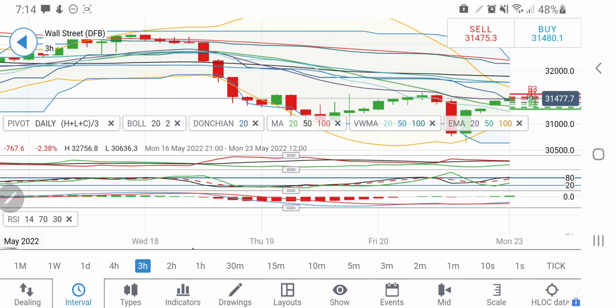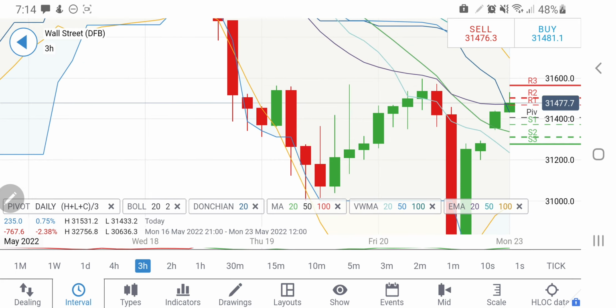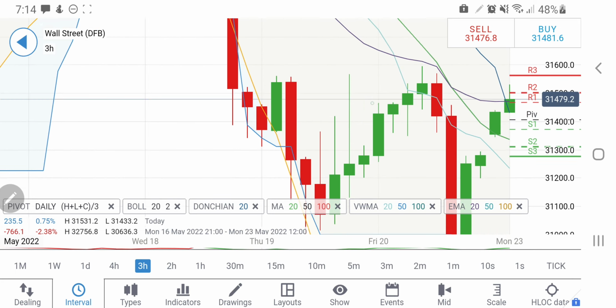If you look at the 3 hour charts, similarly, there is a support here. The next candle is yet to form, probably lower highs have been done, and there is a resistance at 31,580 levels, and beyond that definitely we can find more.